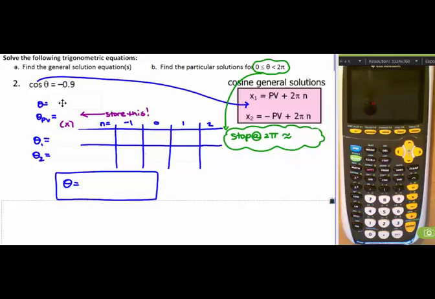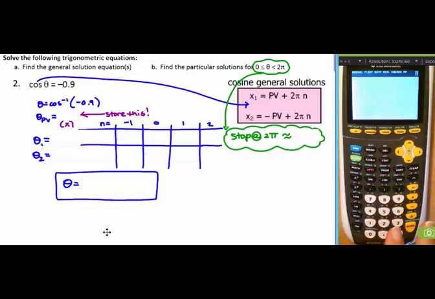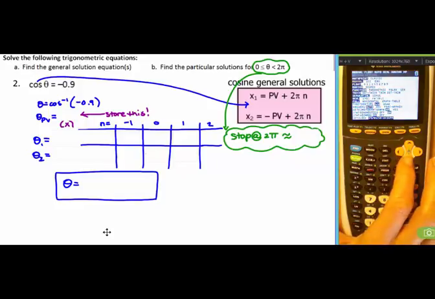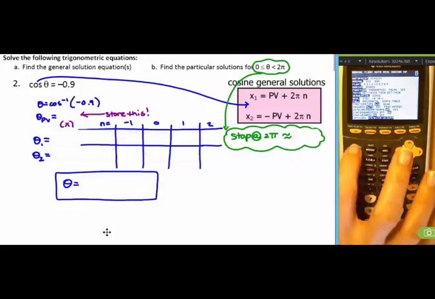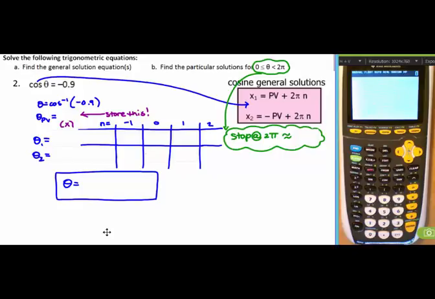And so let's first rewrite this, taking the inverse of both sides. So we have that inverse notation. All right, so on your calculator, make sure that you are in radian mode. Okay, so I am, then you can hit second quit once you're sure. All right, so we're going to hit second cosine and then negative 0.9. All right, so our principal value is 2.69.